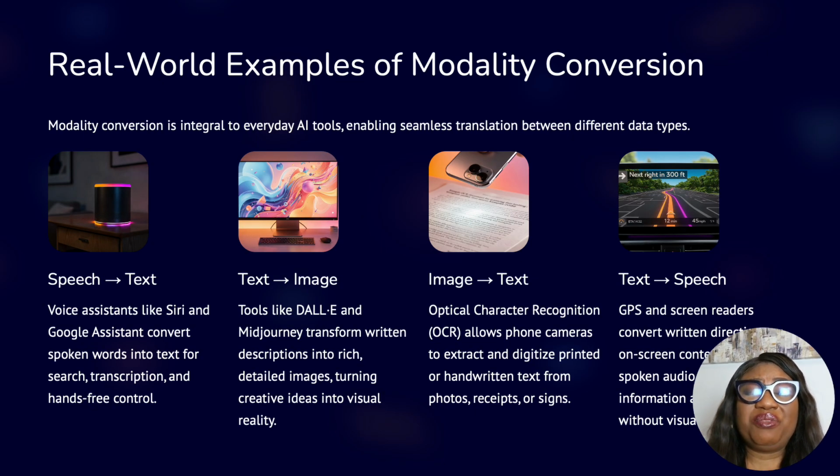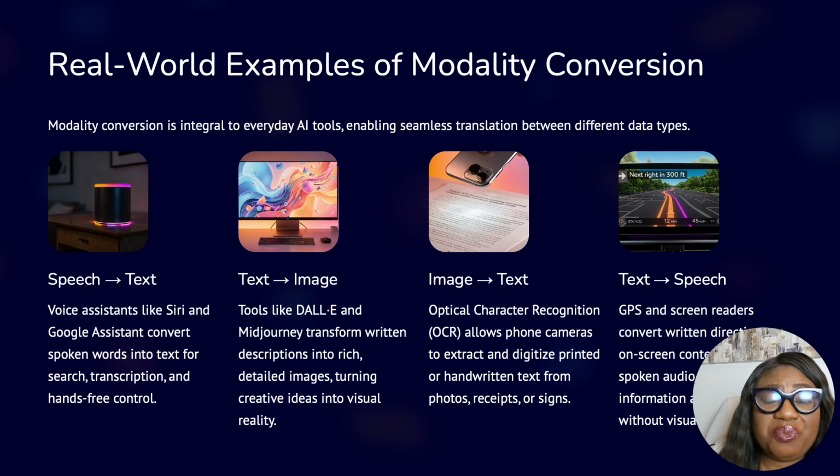So, we have a number of real-world examples of multimodal conversion. We have voice assistants like Siri and Google Assistant that convert spoken words into text for search, transcription, and hands-free control. And that is a form of conversion from speech to text. We also have examples like DALL-E from OpenAI and Midjourney that can transform written descriptions into rich, detailed images, turning creative ideas into visual reality. And that is a real-world example of text to image.